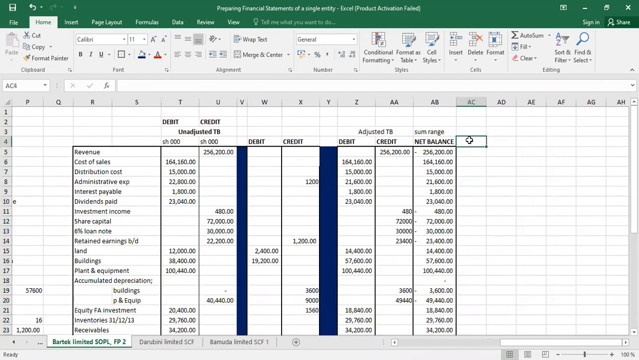So introduce another column here, the tag column. Isn't it? If you confuse it, just call it the range. So first off, revenue, it will be just revenue. This one will be just cost of sale. This one will be distribution costs.